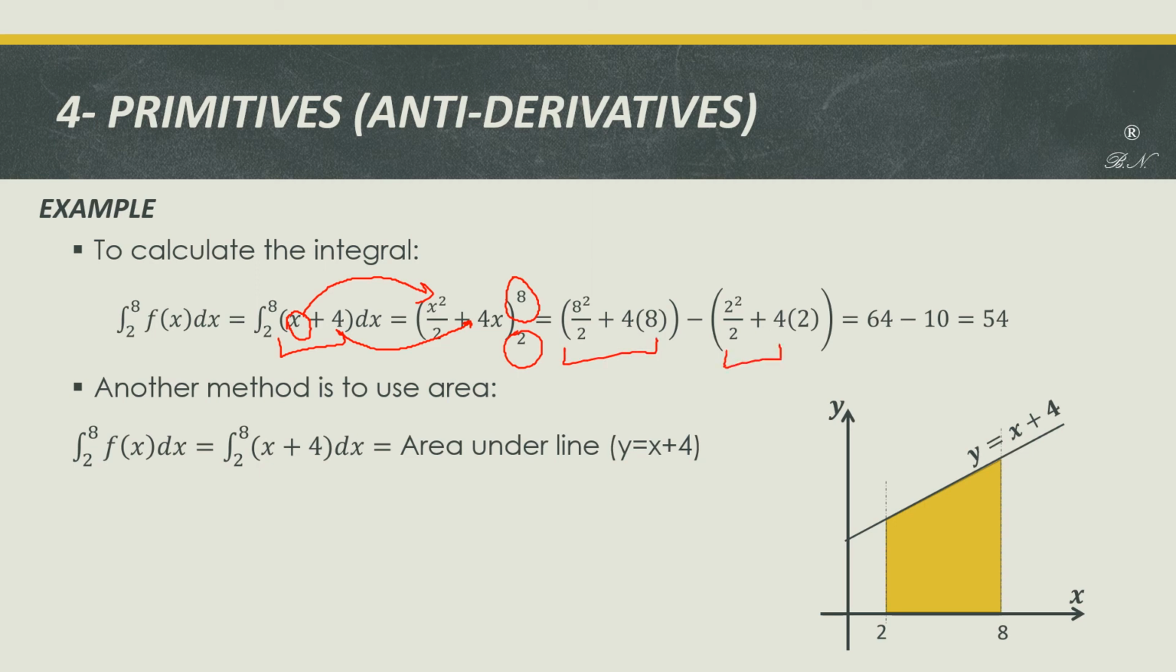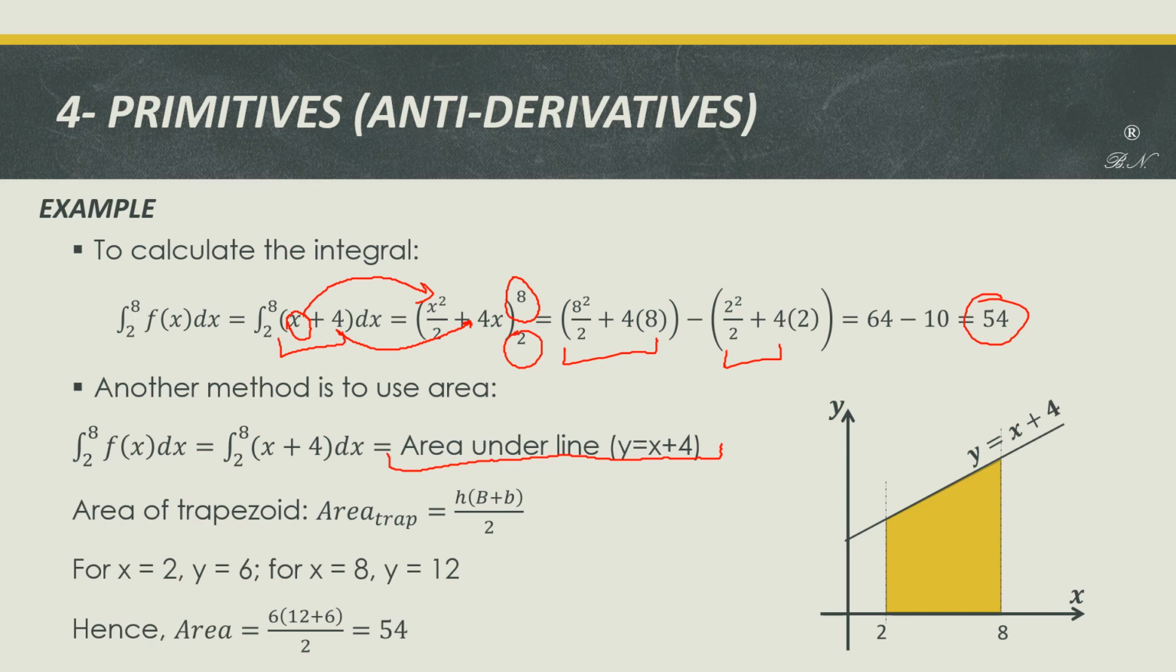On the other hand, if I go to the graphical meaning of primitive, which is the area under the curve, the integral from 2 to 8 is the area under the line y equals 4 plus x, which you can see over here. The area is shaded in yellow. To calculate the area, I simply calculate the area of a trapezoid, which is height times large base plus small base divided by 2. The height is 8 minus 2, 6.